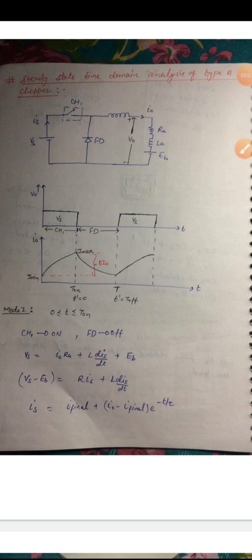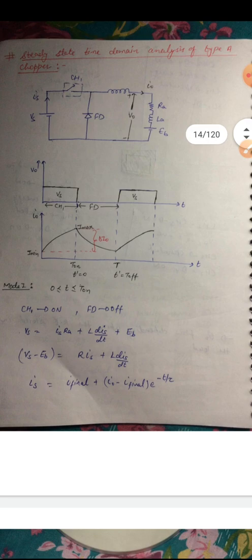Hello everyone. So today we will study the steady state analysis of type A chopper, or we can say type A DC-DC converter, or we can say buck converter. Basically, type A chopper is exactly the same as a buck converter, also called a buck DC-DC converter. So we are studying steady state time domain analysis of buck converter.